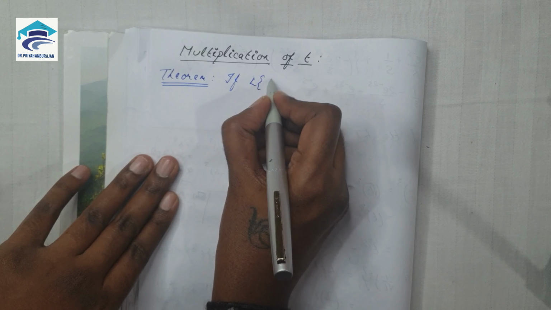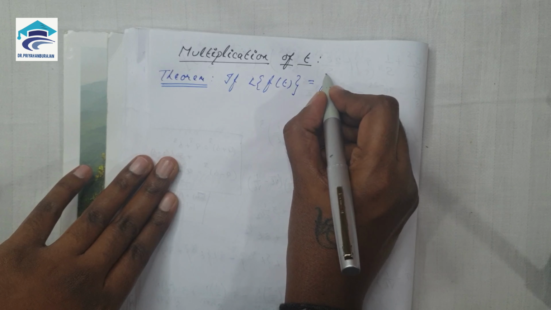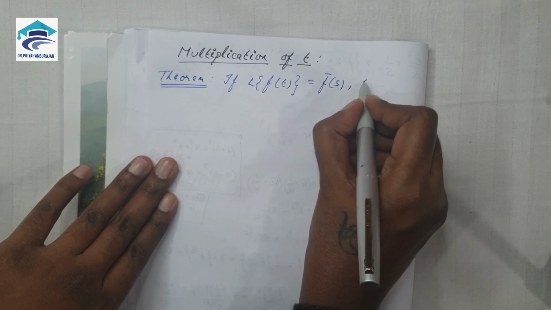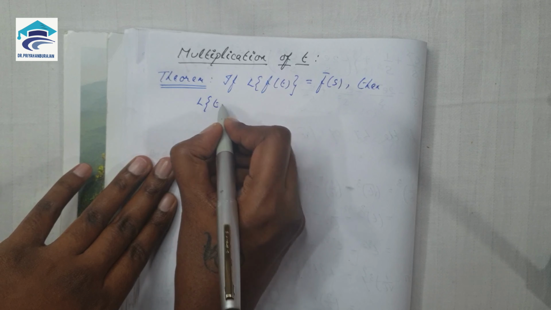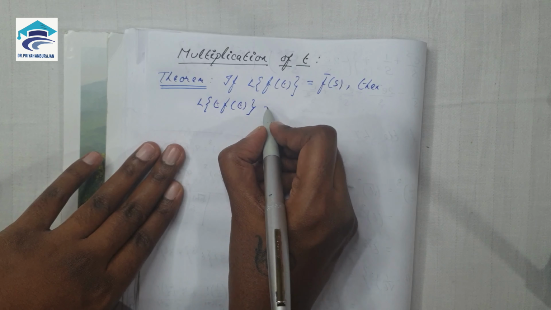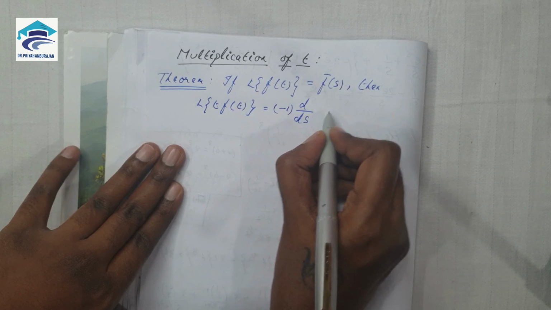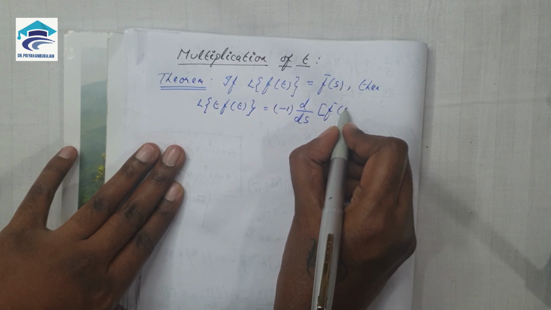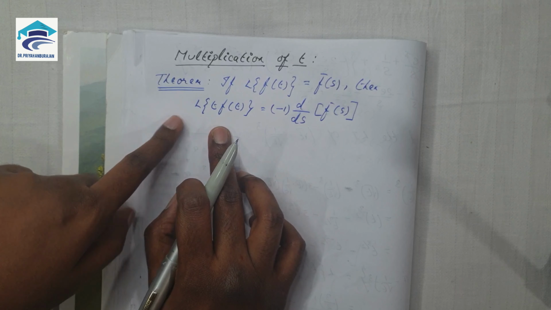If L of f of t, that is the Laplace transform, is equal to f bar of s, then L of t into f of t, that is the multiplication of t with a function, is equal to minus 1 into d by ds of f bar of s. So we are going to prove this, and this is the theorem, and you can use this in your problems.